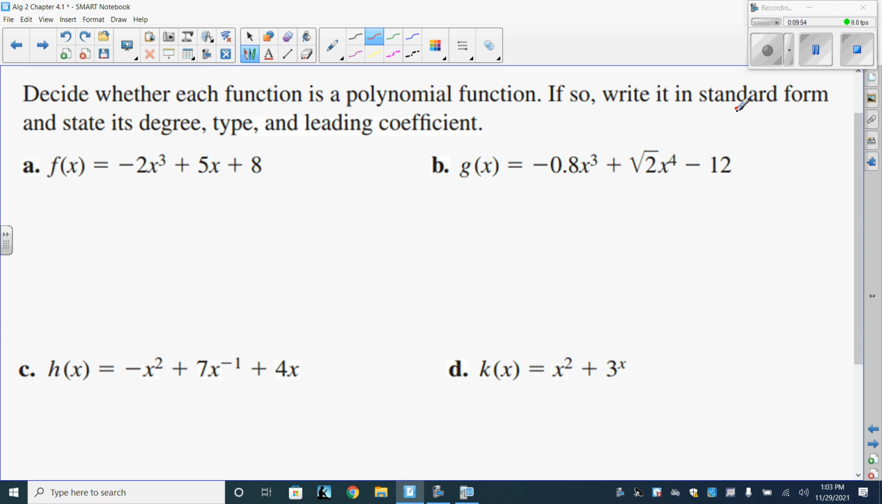Negative 2x to the third plus 5x plus 8. We first need to determine whether or not it's a polynomial function. So let's go through our list. Are there any negative exponents? No. Are any exponents fractions? No, so we're good there. Are any of the exponents variables? No, so we're good. Are any variables inside of a radical? Do we have two variables being multiplied together? And are there any variables in the bottom of a fraction? So is this a polynomial function? Yes.